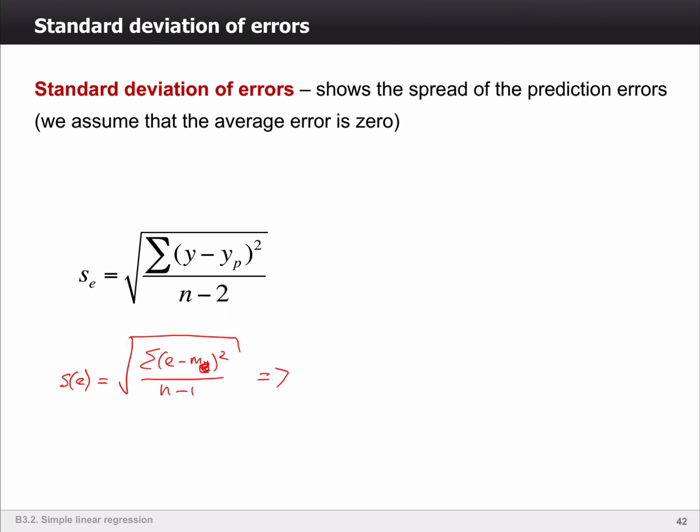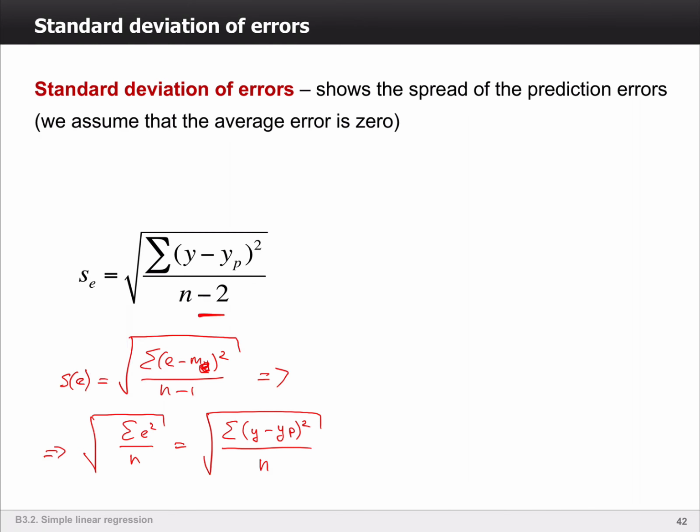So that means that we can rewrite this formula as follows. It's the sum of squared errors divided by n. We don't lose any degrees of freedom here, right? Or it will look like this. What is E? It's y minus yp, right? Squared, divided by n. Now let's think why we have n minus 2 and not n.